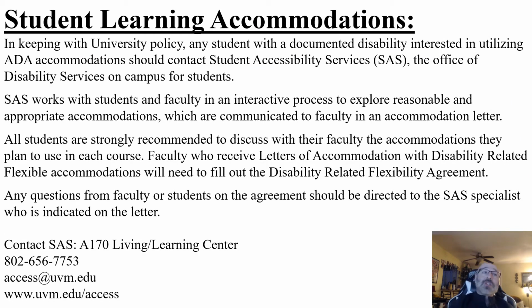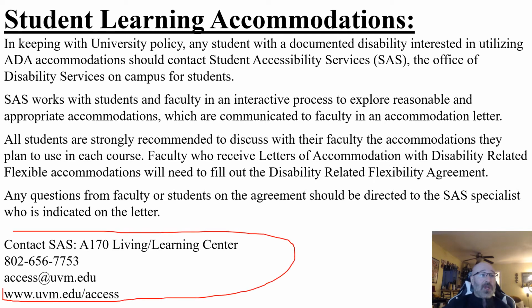Next thing I do want to mention here is student learning accommodations. If you have any disabilities or accommodations that are necessary, please look at the contact information down below here. I've listed out the phone number, website, and email for the Living and Learning Center, the contact for SAS. So if you have any accommodations that you need, please reach out to them. If you have any questions for me, please feel free to reach out to me. And if you need any accommodations, we'll make sure they happen within this course.